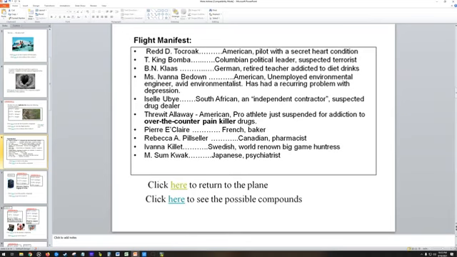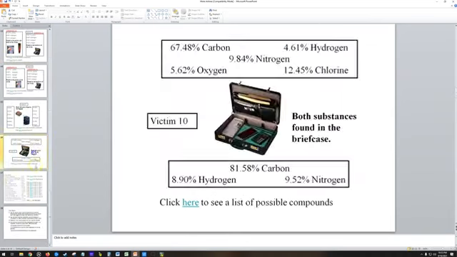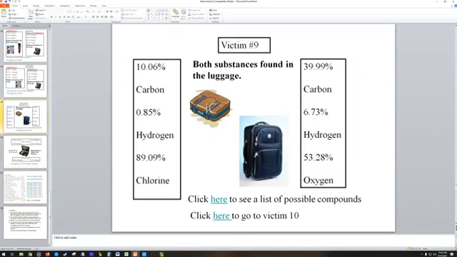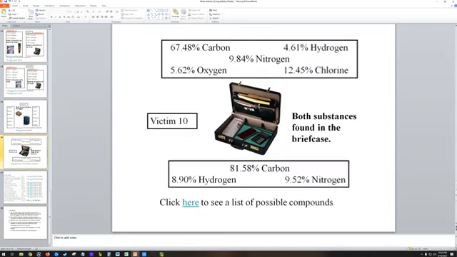Got an idea. Formaldehyde. Okay, I think I know who that is. Let's look at compound number 10, or victim number 10. And again, if you're not doing victim number 10, then you can skip this unless you want to see more examples of how to do these. So I'm going to do victim number 10.